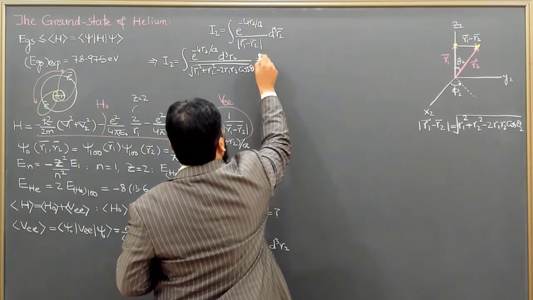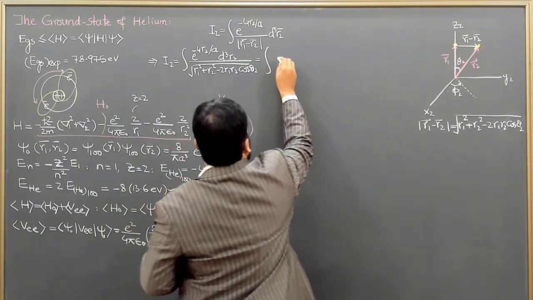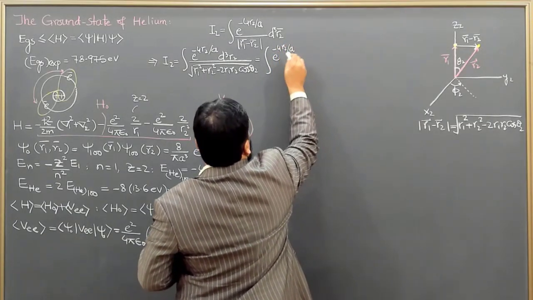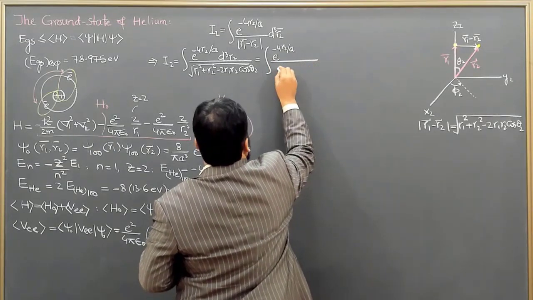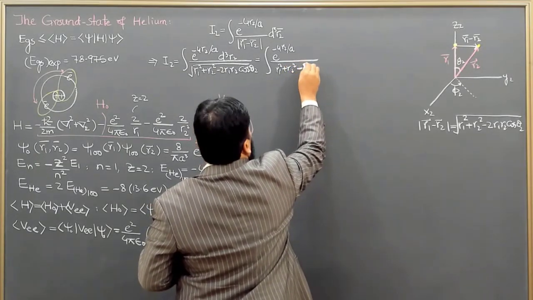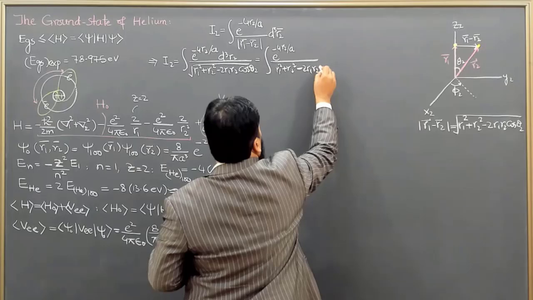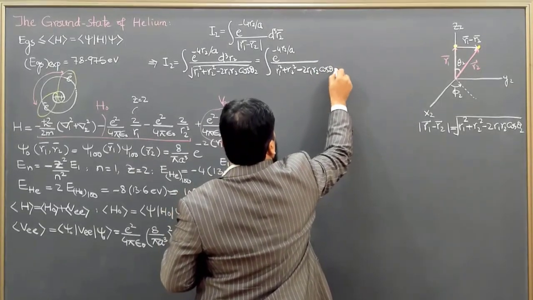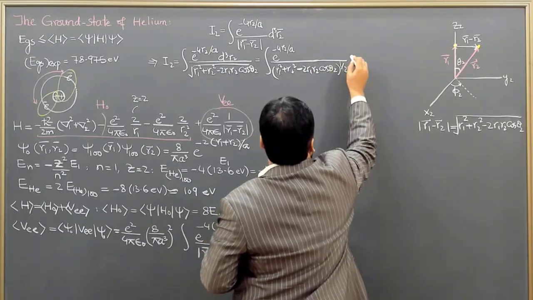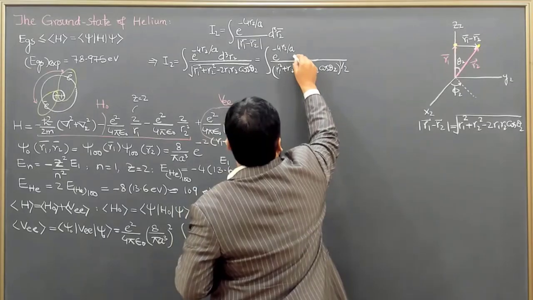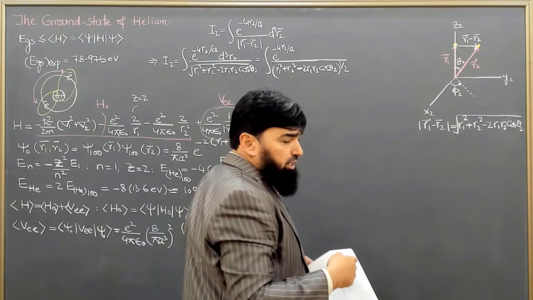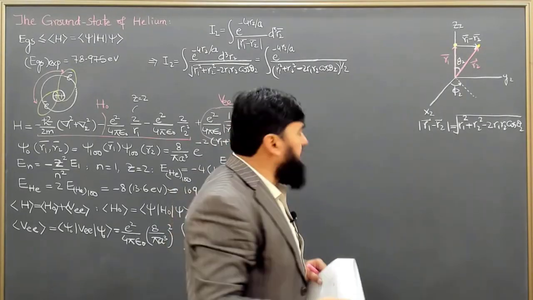This is the volume element for r2, so this will be equal to e to the power minus 4 r2 over a, and this is r1 square plus r2 square minus 2 r1 r2 cos theta 2, to the power half, and write the d cube r2. So we know the volume element for the spherical polar coordinates. It is r dr sine theta d theta and d phi.